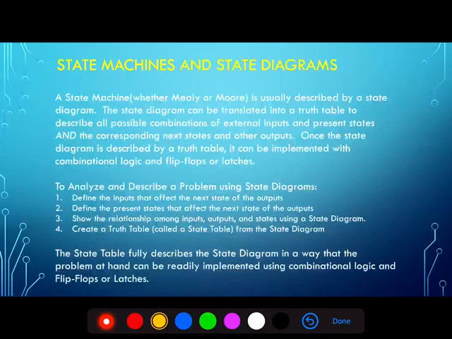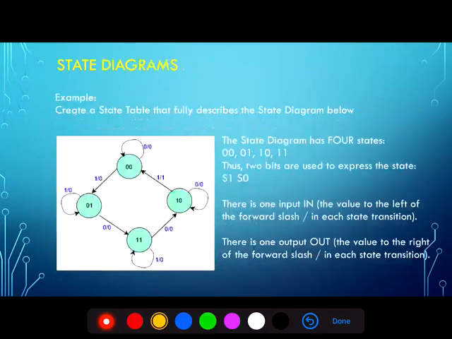Once the state diagram is converted to a truth table or a state table, it can then be readily implemented with both combinational logic and either flip-flops or latches. Let's take a look at how this works.